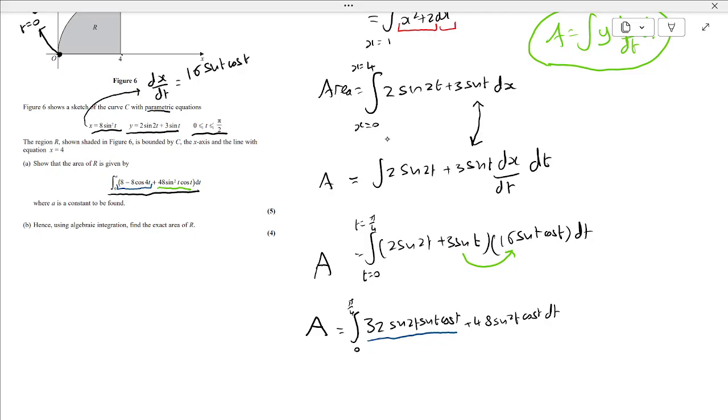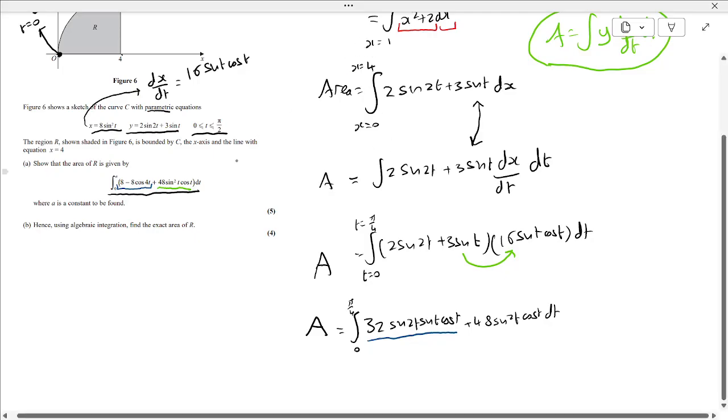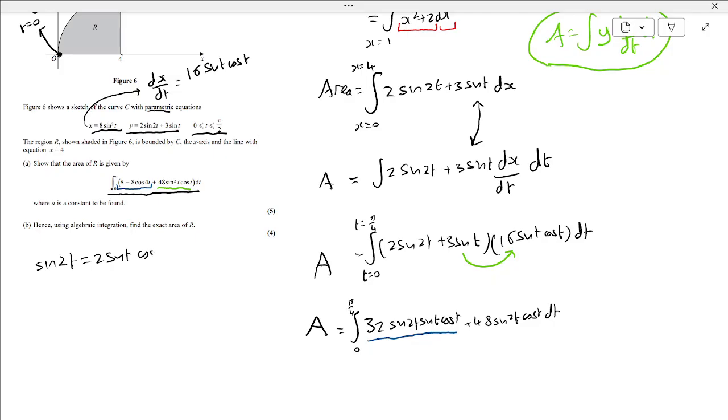And if you think about your double angle formulas, sine 2t is 2 sine t cos t. And cos 2t is actually 3 different versions. You do need to know all of these. It's going to be very helpful in integration. So you have 2 cos squared t take away 1, or you have 1 take away 2 sine squared t. So I'm going to write those down as well.